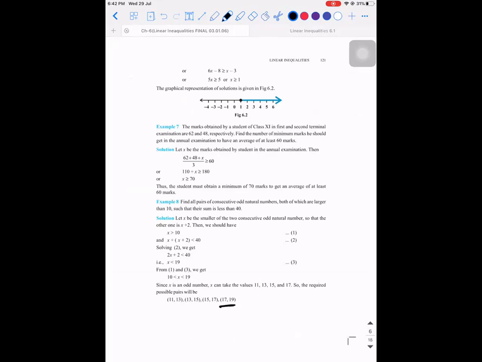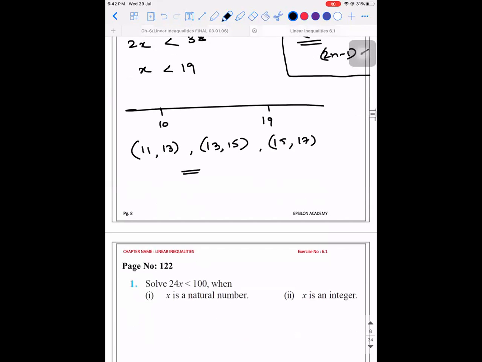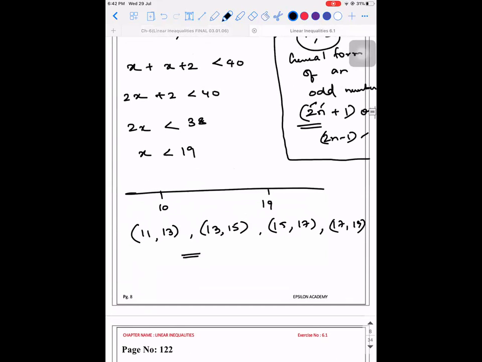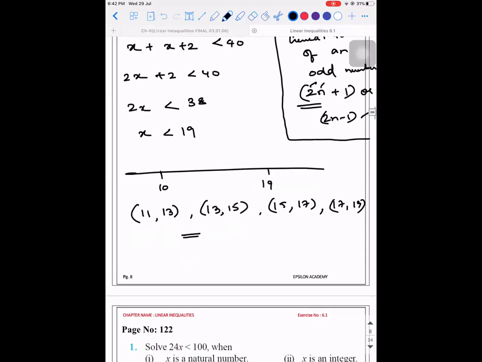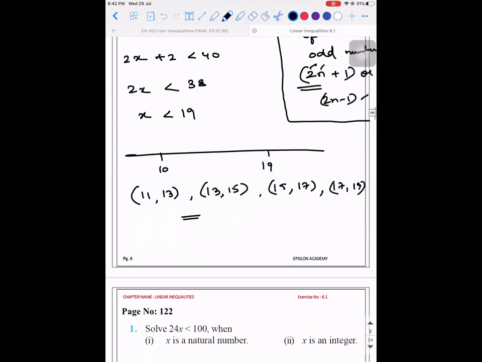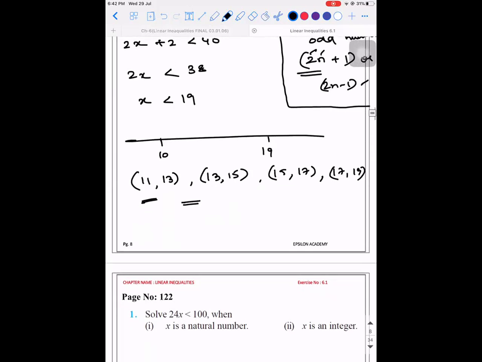But why did they write 17 and 19? Okay, 17 plus 19 is how much? 36. Sir, 19 is x plus 2, sir. So that's why. Yeah. Okay. Understood, sir. So it should be 11 and 13, 13 and 15, 15 and 17, and 17 and 19. Right? So shall I move on to the next one?